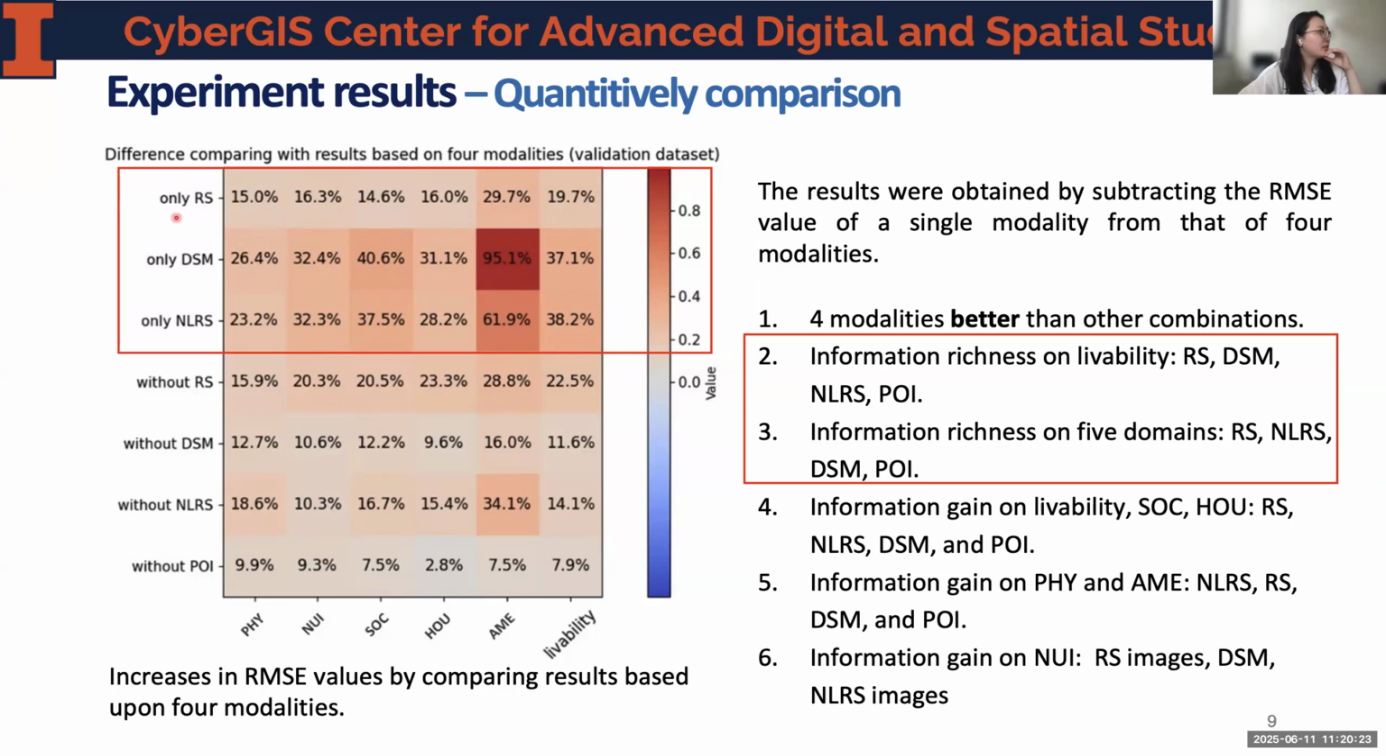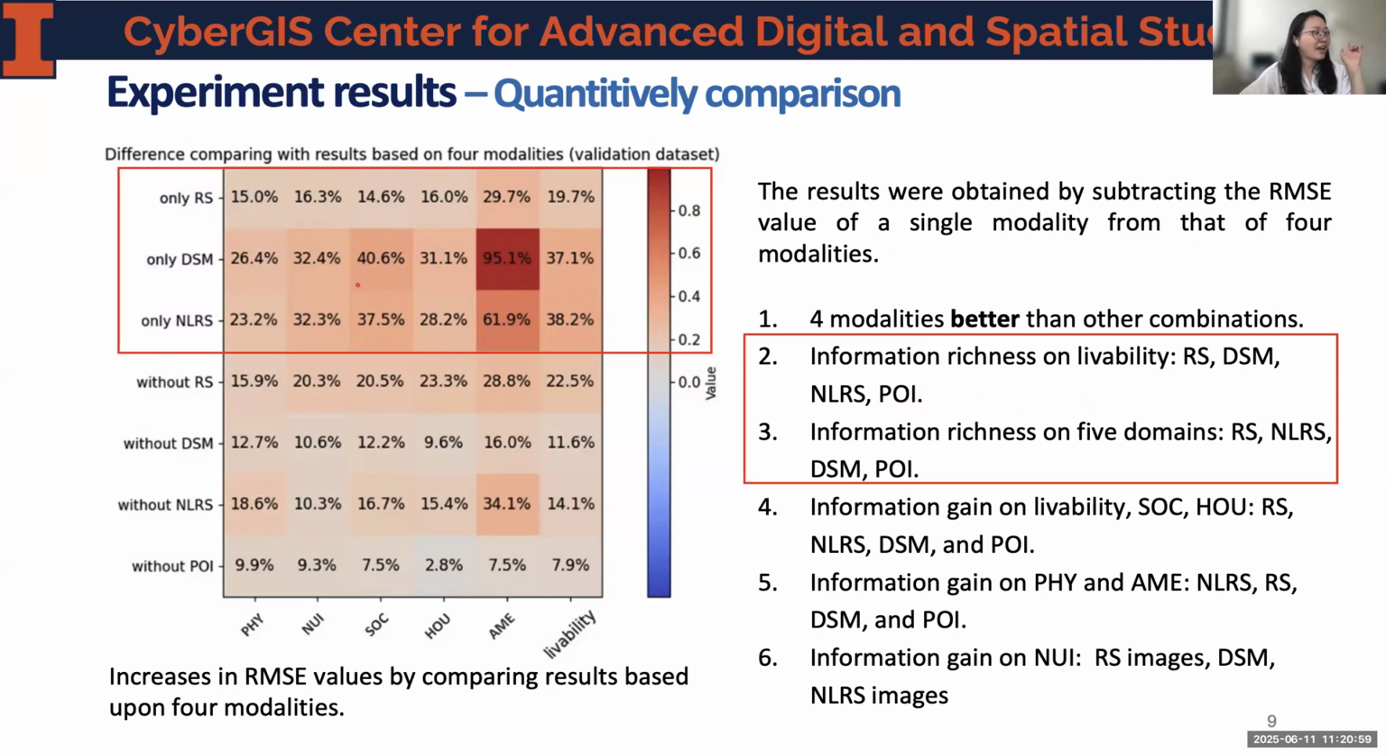So when we're only using the RS modality, from the livability score, we can say that the decrease on RS is smaller than the decrease on DSM, and also smaller than that of only using the night light satellite imageries. So it reflects the information richness on the livability score. It is ordered by the RS, DSM, NLRS, and the PY.